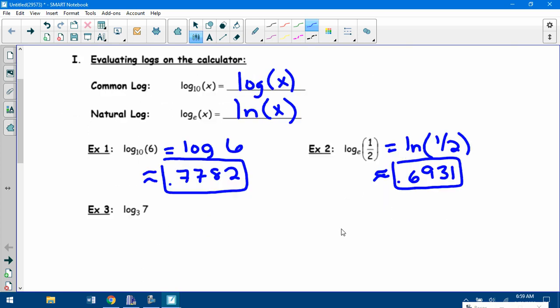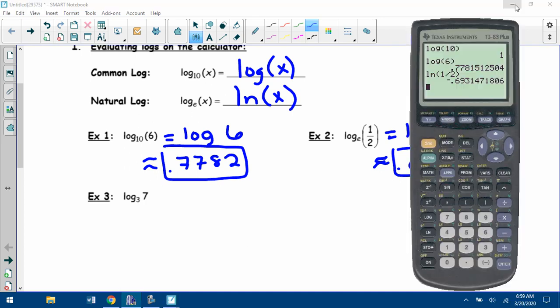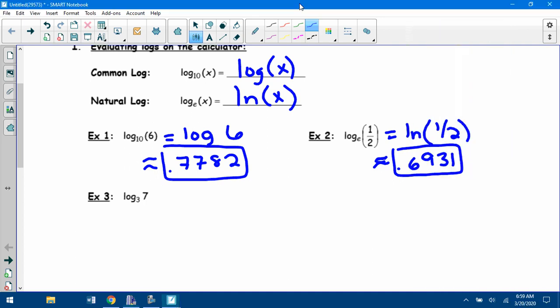Okay, but then what if I get something like log base 3 of 7? Well, I don't have a log base 3 key on here. I just have 10 and ln, so it's not base 10 or e.